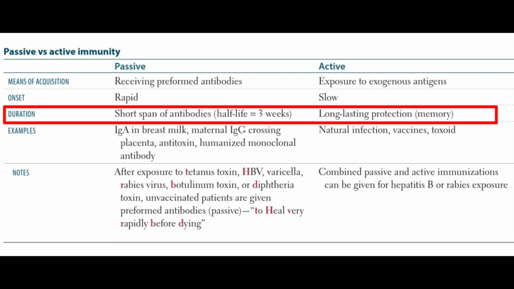Whenever we are exposed to a certain exogenous antigen, our body makes antibodies against that antigen, and certain memory is retained in our body. So again, if there is repeated exposure to that antigen, our body is able to make antibodies against that antigen time and time again in active immunity, but it is not possible in passive immunity.